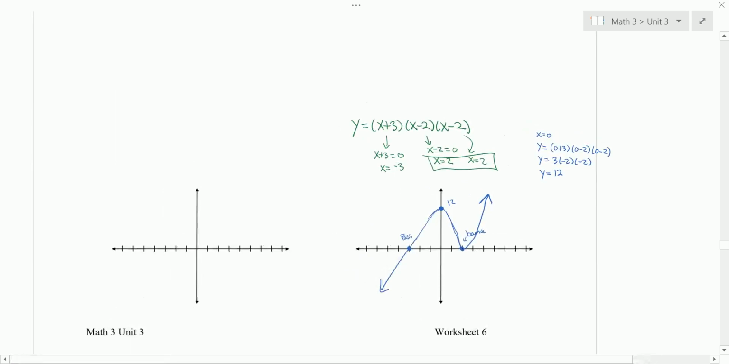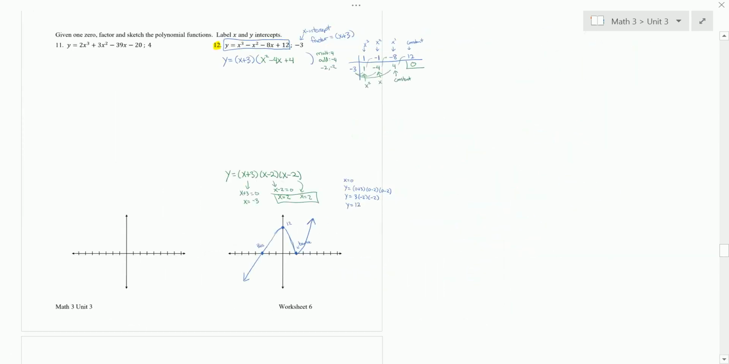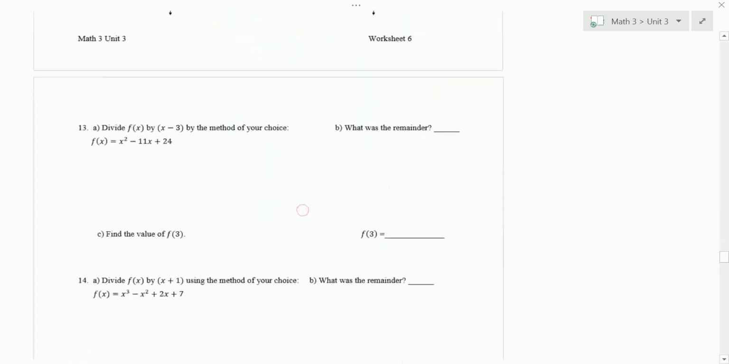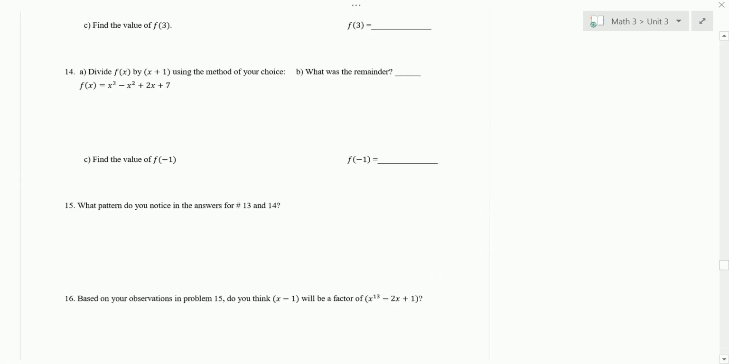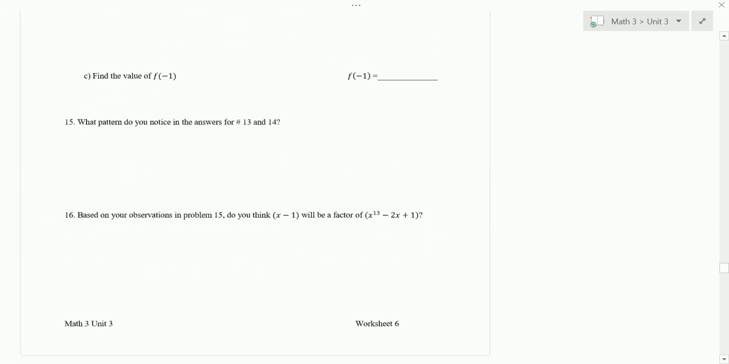Just make sure we did everything. Let's check. We factored it. We sketched the polynomial. We labeled the x and y intercepts. And I'll stop there.